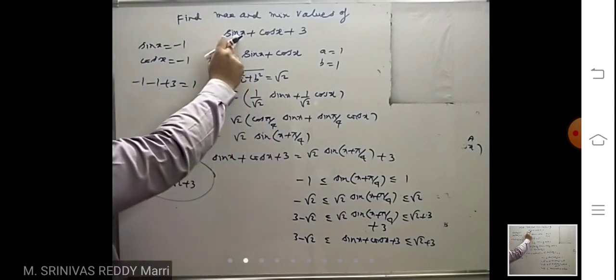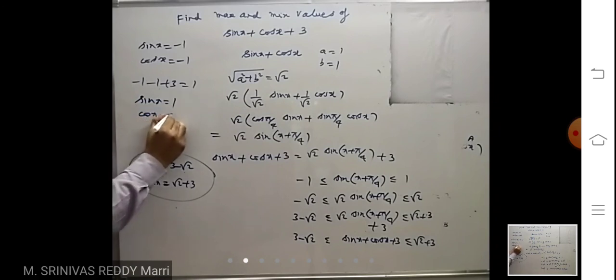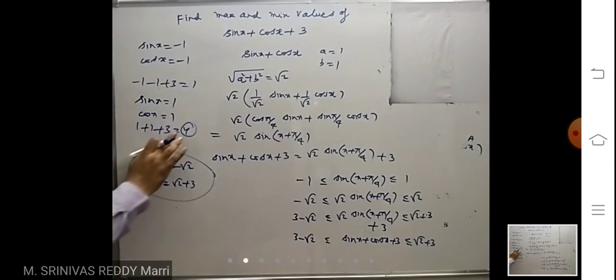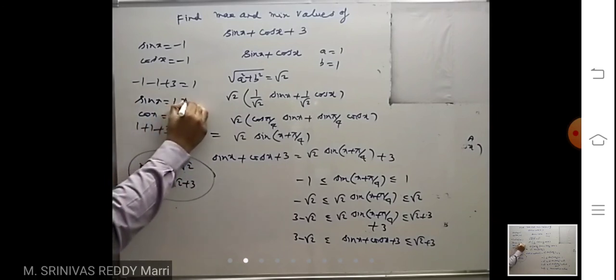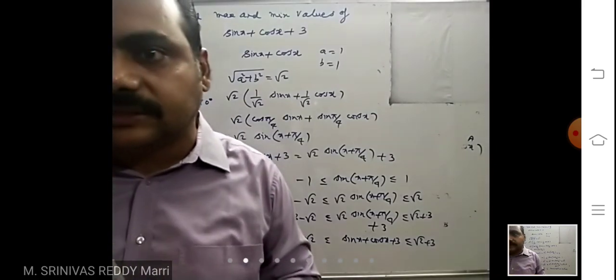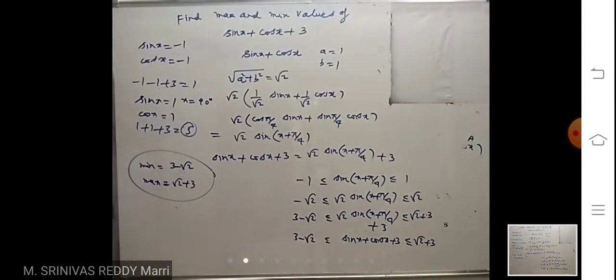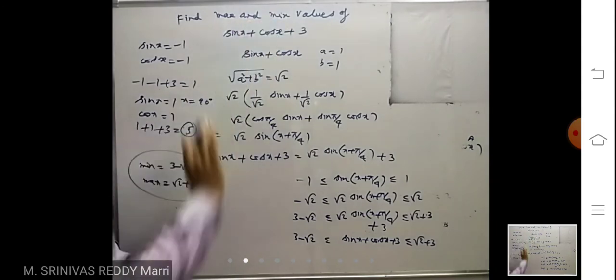Suppose some people substitute sin x equal to 1 and cos x equal to 1. Then 1 plus 1 plus 3 is 5. But sin x equal to 1 means x is 90 degrees, and then cos x will be 0. So sin x and cos x both cannot be 1 for any angle. You cannot substitute both minus 1 or both 1.